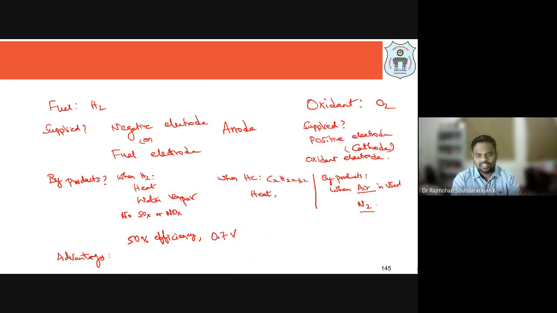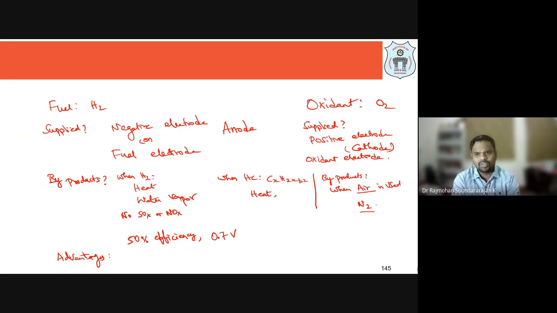We have seen that the major fuel used in fuel cells is hydrogen. In place of hydrogen, hydrocarbons and any hydrogen-containing chemicals also can be used, but they all need some additional setup which will first generate hydrogen, and then the actual fuel cell will function. So in a fuel cell, hydrogen is the fuel and oxygen is the oxidant. We supply the hydrogen to the negative electrode, which is the anode, and since we are supplying the fuel to this electrode, it is also referred to as the fuel electrode.